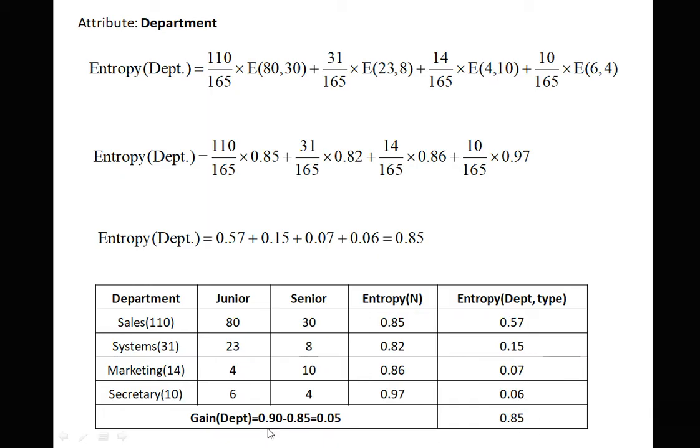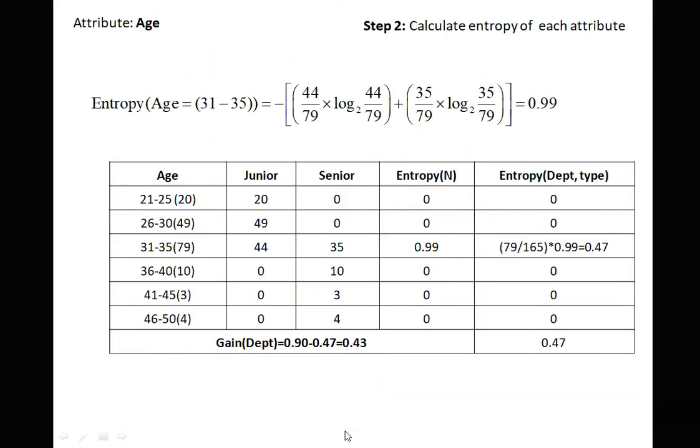Now we need to find the gain. Gain of the department is the difference between the entropy of the entire table and the entropy of the particular attribute. Therefore 0.9 minus 0.85 is equal to 0.05, which is the gain for the department. Now similarly we need to do it for age.